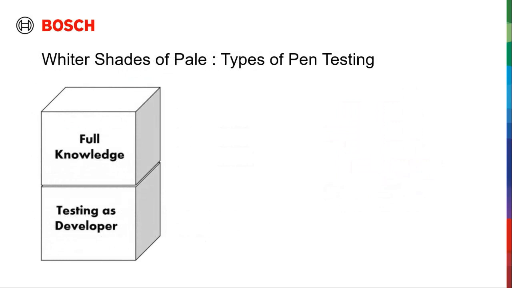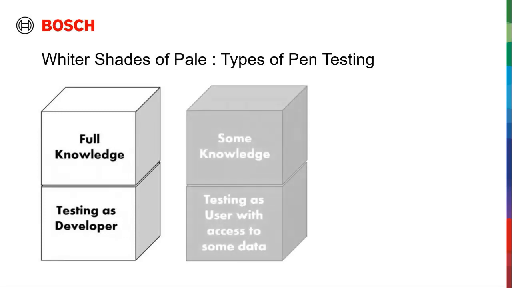There are also different types of pen testing, the first of which is known as white box testing. In a white box test, the tester has full knowledge of the product, to include passwords. If you're testing software, he has access to the actual code.